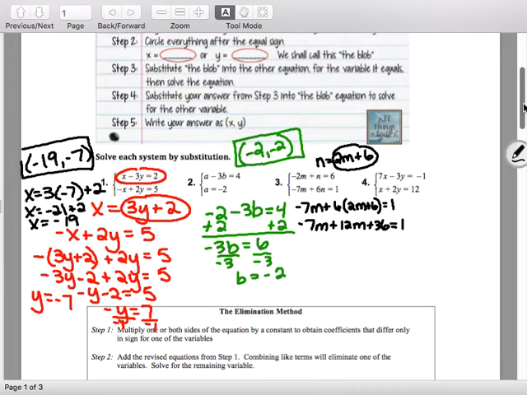Then we know how to solve this. This is 5m plus 36 equals 1. Oops, I'm thinking of my answer already. Subtract 36, and I get 5m equals negative 35. So m is negative 7.